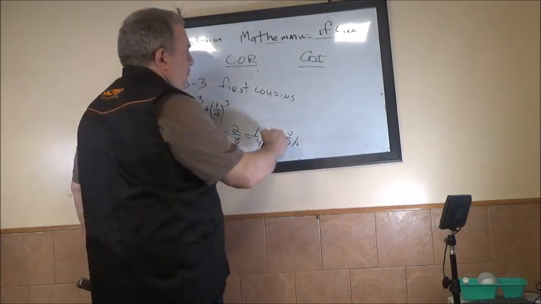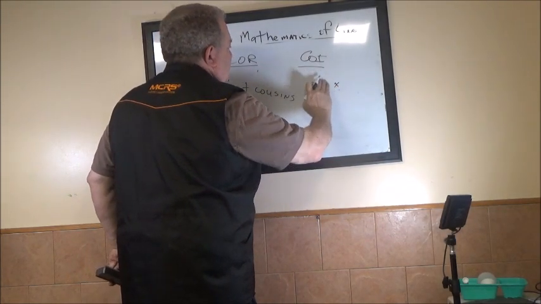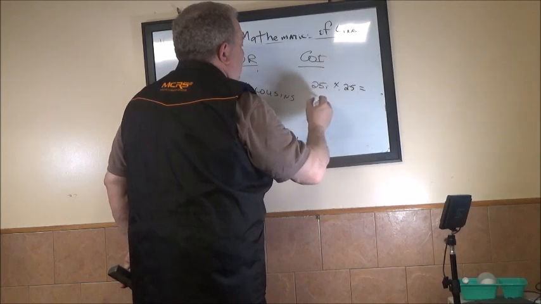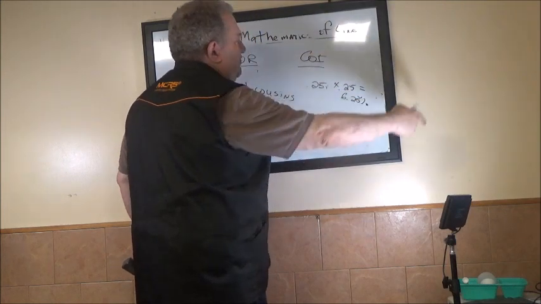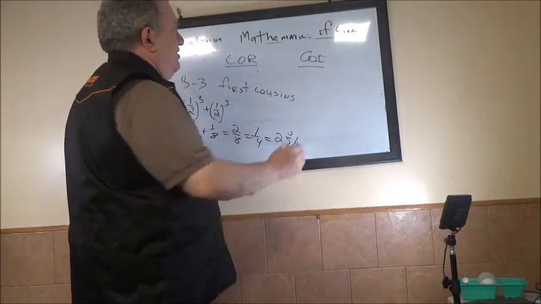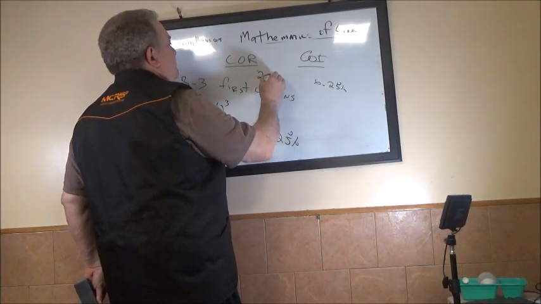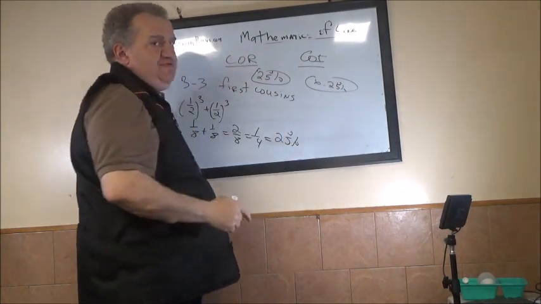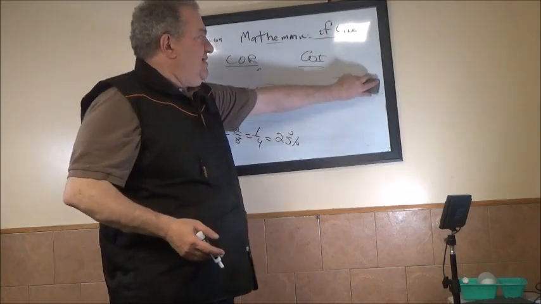Well, you do 0.25, again as before, times this number, and this is no longer percent, just 0.25. 0.25 times 0.25 becomes 6.25%, or 0.0625. So the COI for first cousins is 6.25%. The COR is 25%. If you notice, 6.25 is a quarter of 25%. So the COI in this example is again a quarter of the COR. Next example.